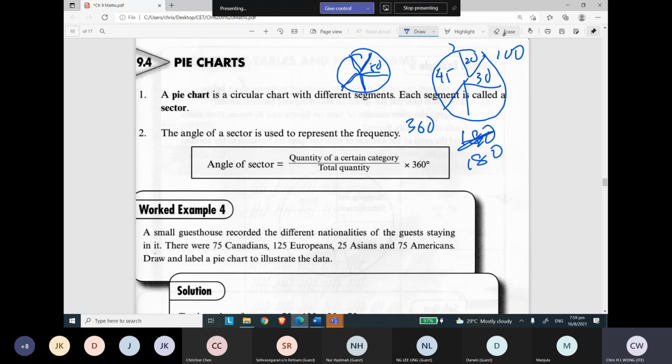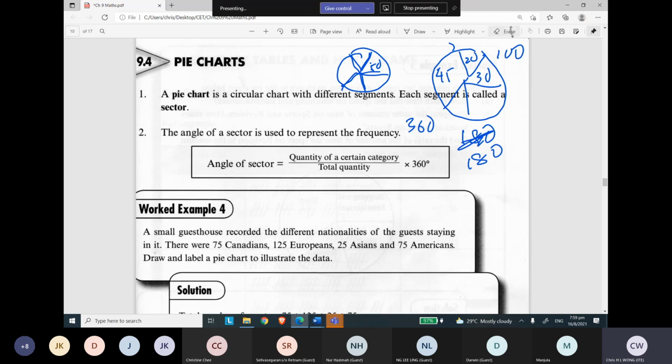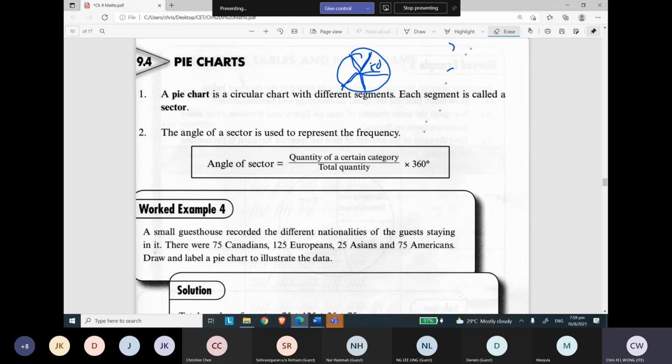So if I ask you to represent 50% with your pie chart, how does it look like? Okay, if I say I want you to use a pie chart to represent 50% of them are students, okay, 50%. So the rest, 20% are teaching staff.